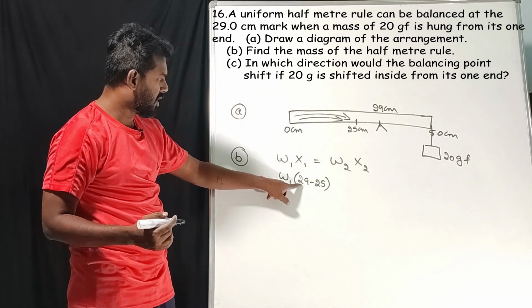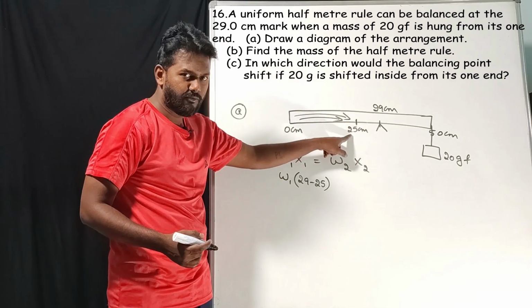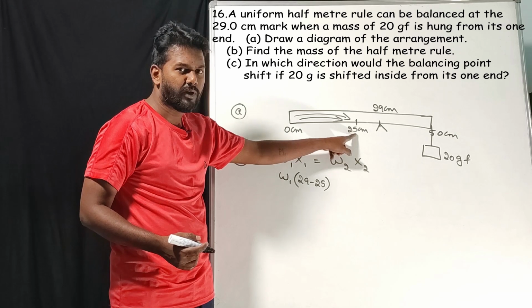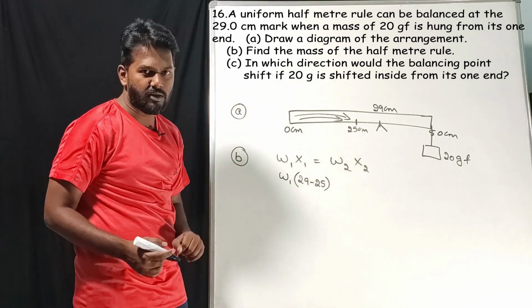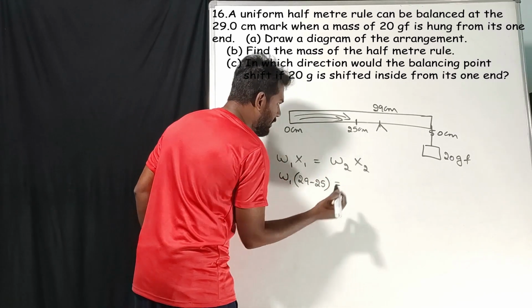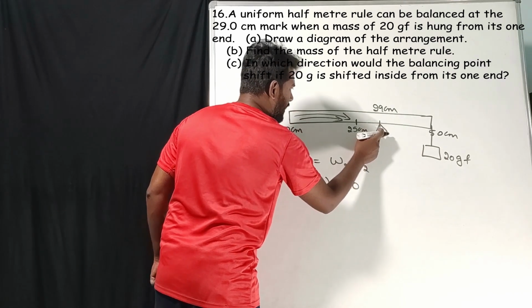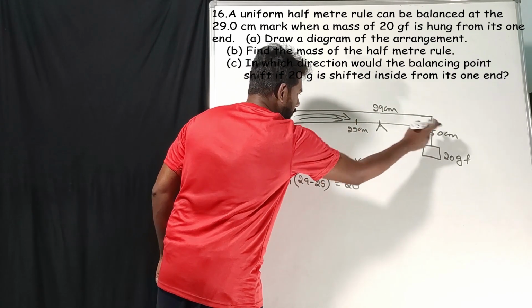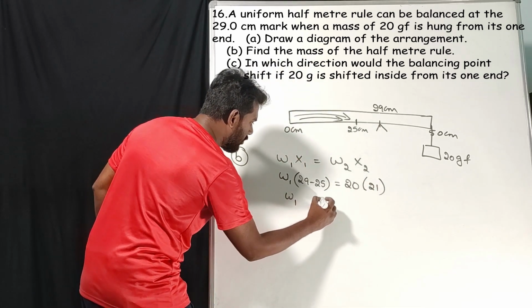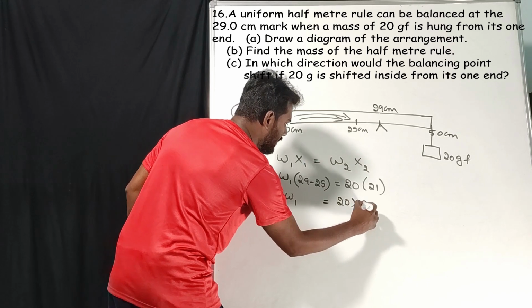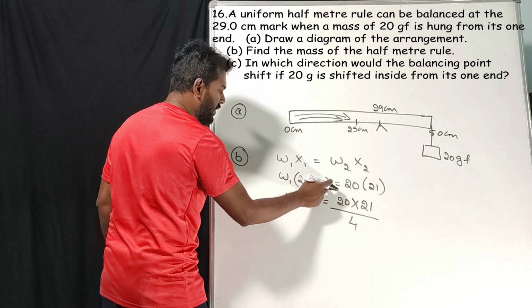You got my point? So X1 will be, this is the fulcrum, correct? This is the weight. All the weights are focusing on 25 centimeter. This is the fulcrum. The distance between the load and the fulcrum will be the value of X1. This is equal to W2, which is 20, times X2, the distance from the load to the fulcrum. From 29 to 50, it is 21. Now W1 is equal to 20 into 21 divided by 4. You know why we got 4, right? 29 minus 25, it is 4.